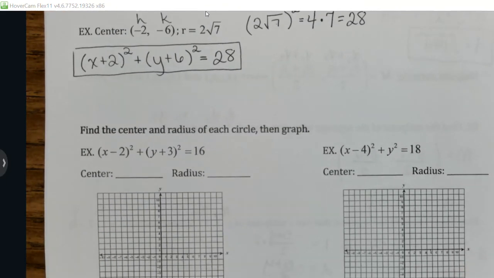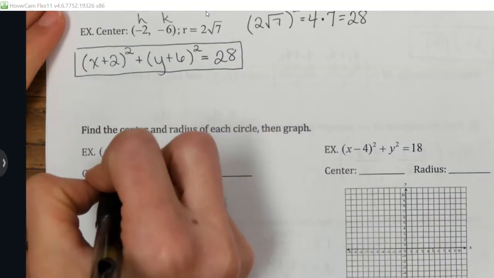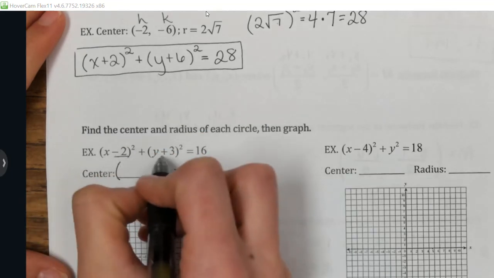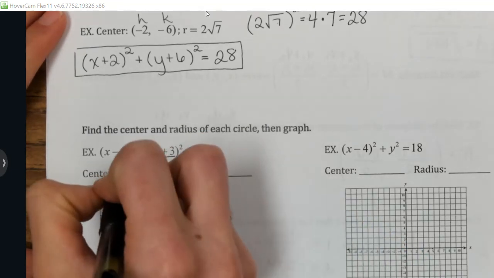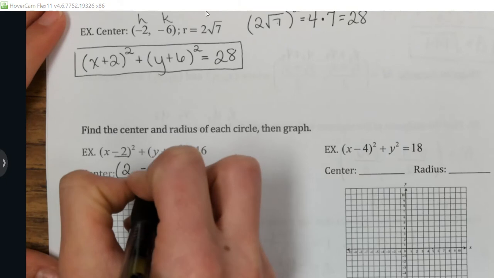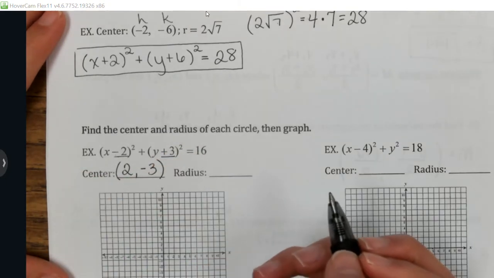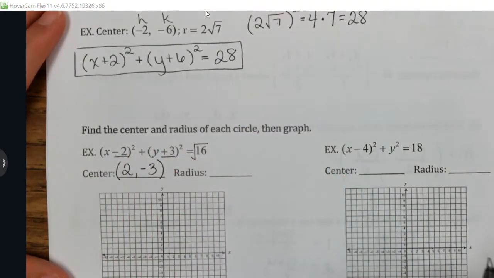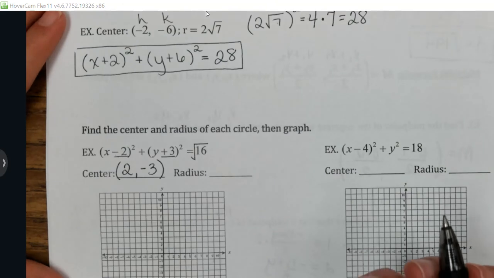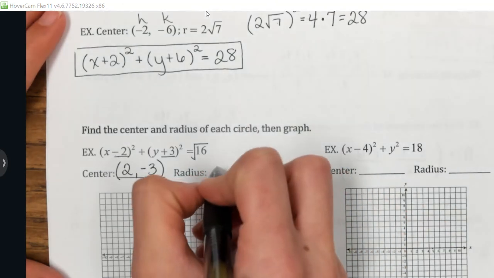Now, if I give you the equation, you have to identify the center and the length of your radius, and then we're going to graph it. So if I have (x minus 2) squared plus (y plus 3) squared equals 16, my center is going to be the opposite of those values. So it's going to be a positive 2 and a negative 3. And then I take the square root of r squared, so my radius has a length of 4.